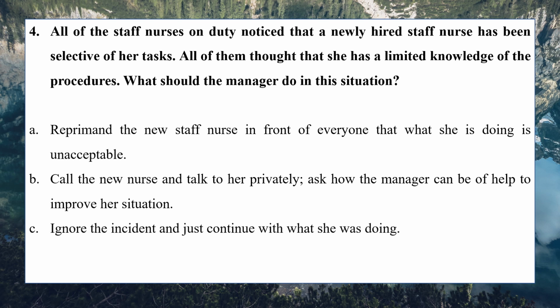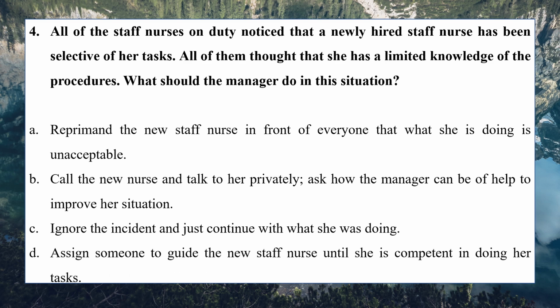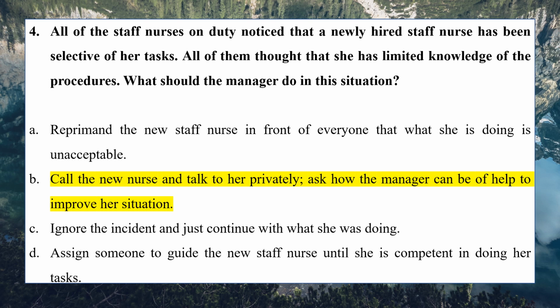Option C. Ignore the incident and just continue with what she was doing. Option D. Assign someone to guide the new staff nurse until she is competent in doing her task. Answer is B. Call the new nurse and talk to her privately. Ask how the manager can be of help to improve her situation.